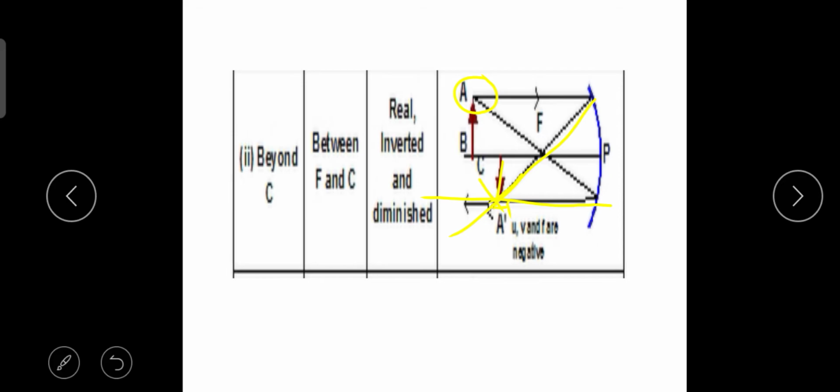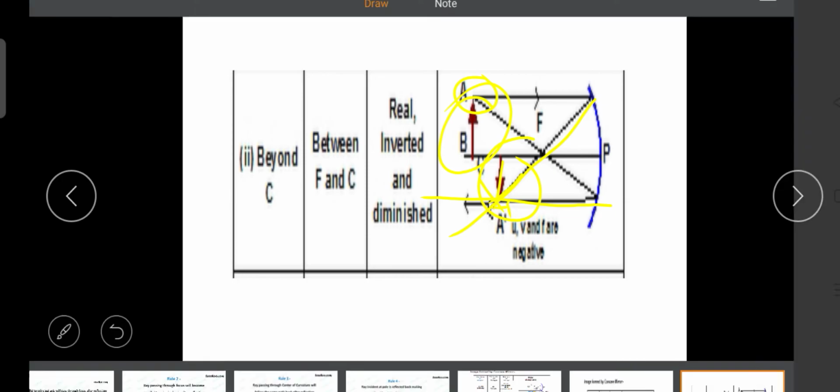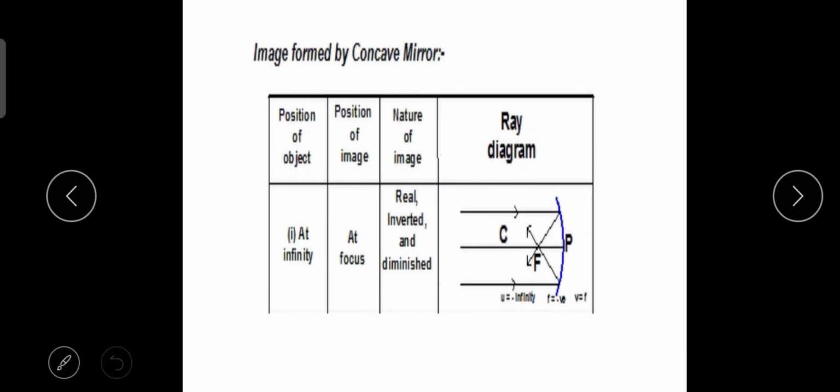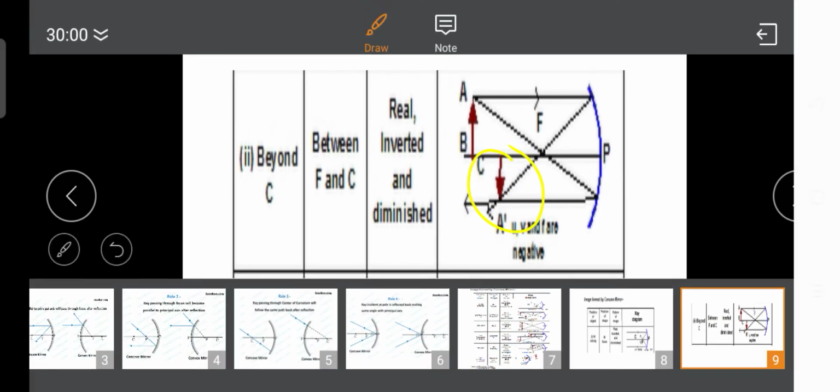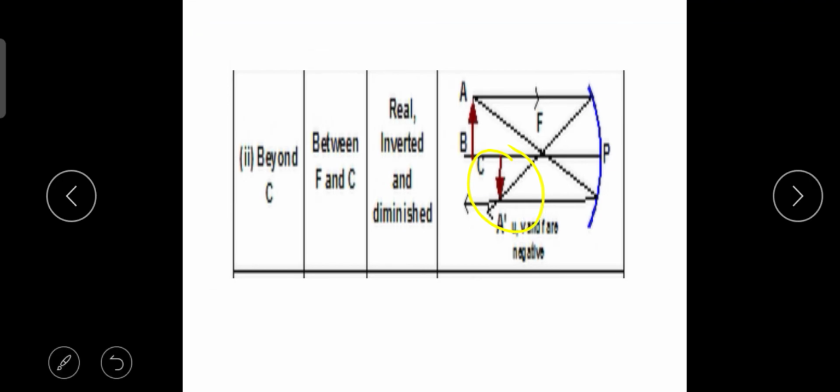And the size will be less than that of the real object. So the image will be diminished, and since the image formed is inverted and it is formed in front of the mirror, this is the mirror, so it is a real image and it is inverted in nature and its size is less than that of the original object. So it is diminished in nature. So this is how we can draw the second.